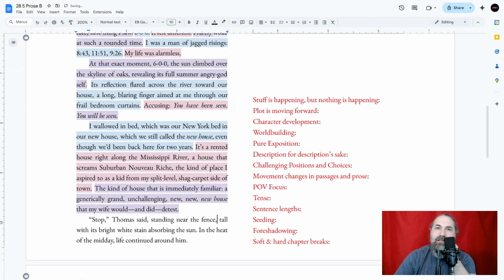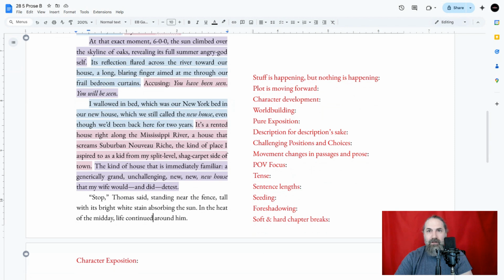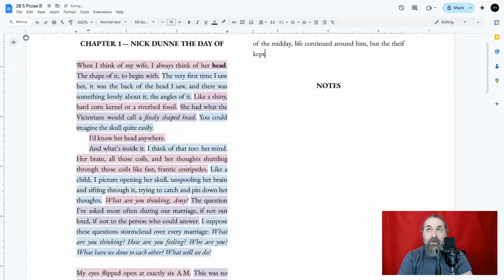All right. Well, what kind of fence is it? Tall with its bright white stain absorbing the sun. Oh, what about the sun? Well, in the heat of the midday, now we have defined where the sun is and why it is still hot. Life continued around him. All right. Life continued around him. The thief kept running. All right. There you go.